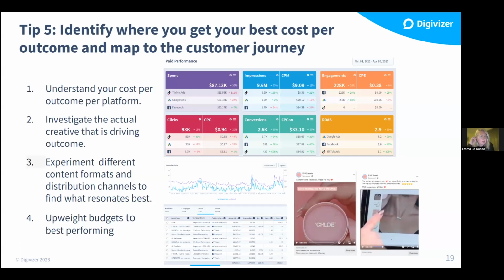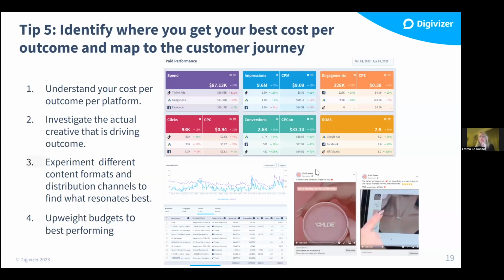Obviously makes it easy to report back as well. So again, knowing what's driving that outcome all the way down to the best creative. So I'll again quickly show you how easy that is, but it enables you also to set up the ability to test those different content formats, to work out where they're going to actually perform best on channel and to which outcome you're looking for. And obviously it's upweight the budgets that are best performing and stop spending where they're not performing.